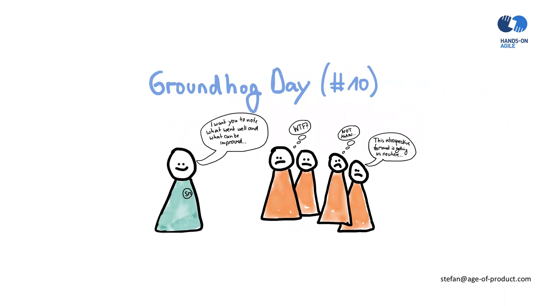Number 10, Groundhog Day. The retrospective never changes the composition, venue, or length. In this case, the team will very likely revisit the same issues over and over again. It's a sort of Groundhog Day without the happy ending, though, and will turn the retrospective into some sort of mechanistic ritual that defies the purpose of it. So what can you do about this?